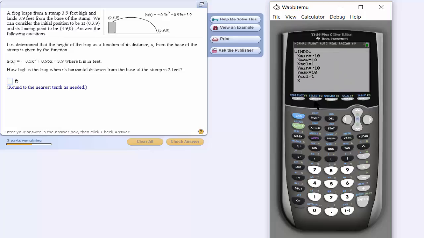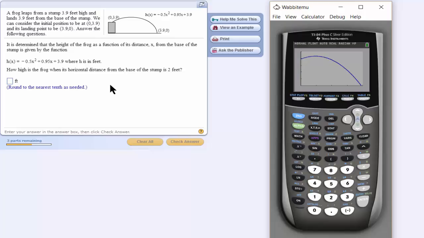So let's change our window to make it more visible. Let's let x min equal 0, x max equal 4. After all, he only gets 3.9 feet from the log, so 4 seems adequate. Y min, let's let that be 0. He's not going below ground. And Y max, well, we know that the frog isn't going to get above 4 feet. Wow, it might. Let's go to 5. All right, so there's our window. And now let's graph it again. Much, much better.